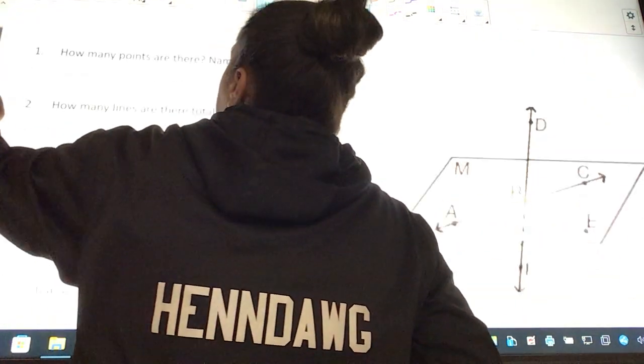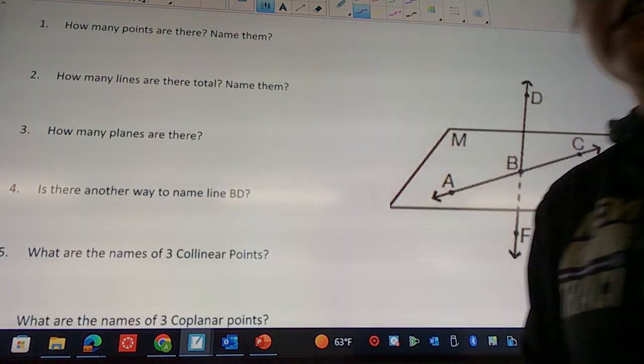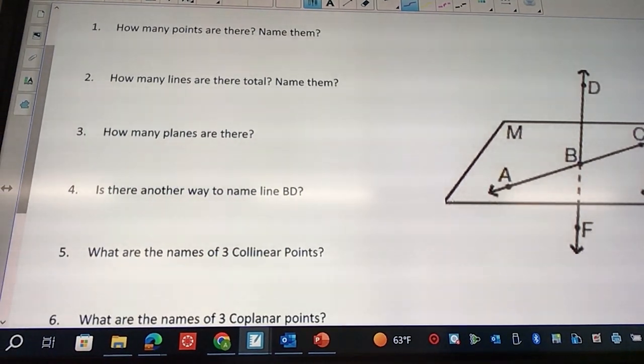Guys, so I'm doing 99% of the sheet for you today. So copy it down and then submit it.